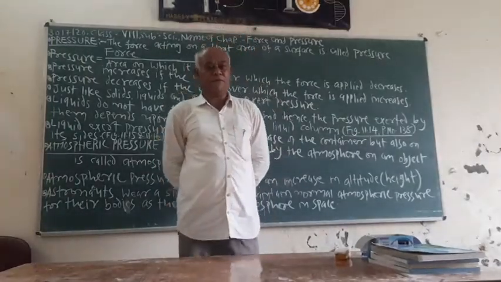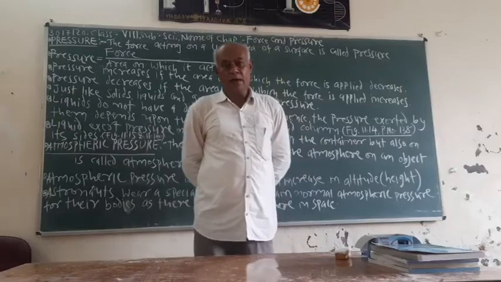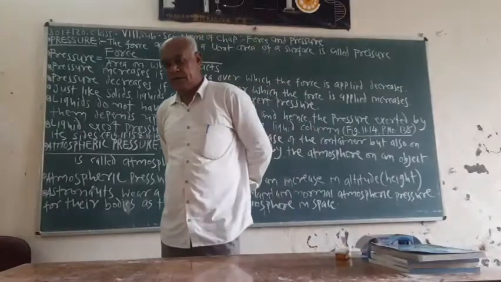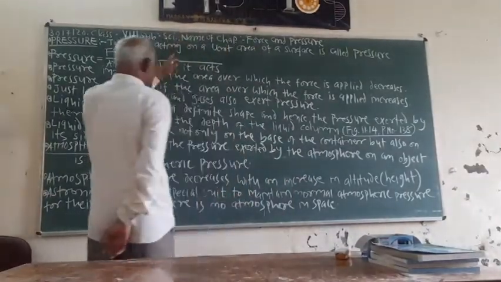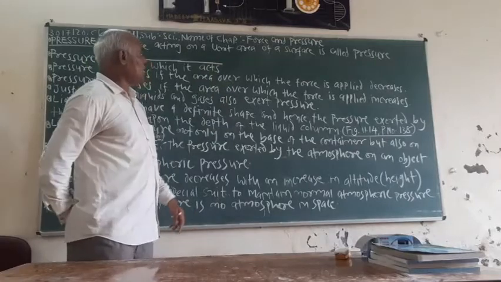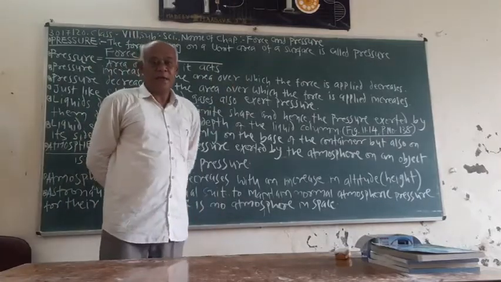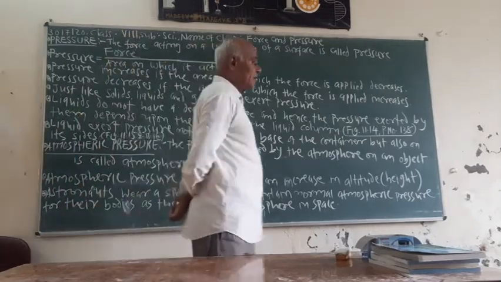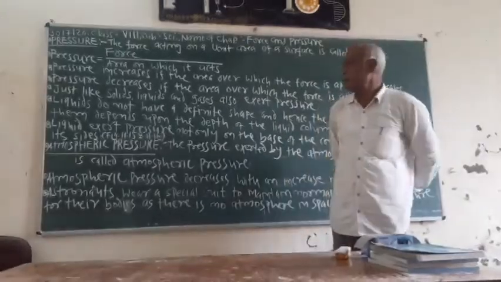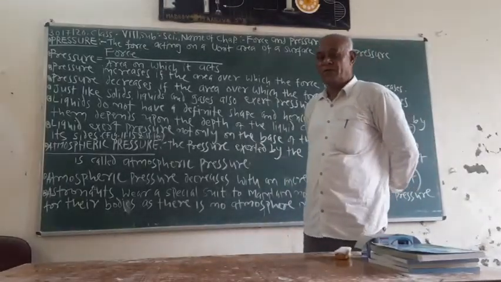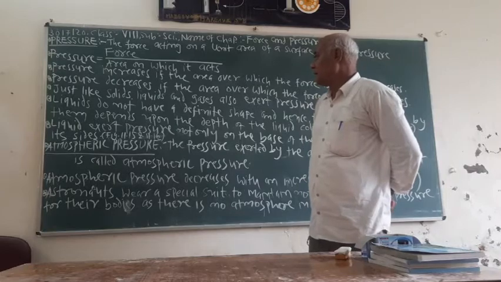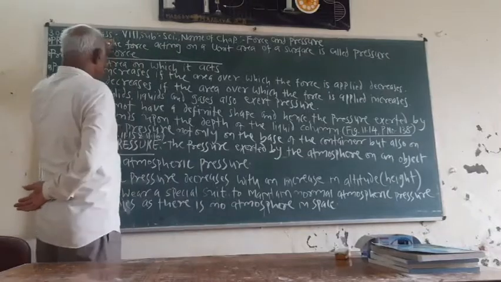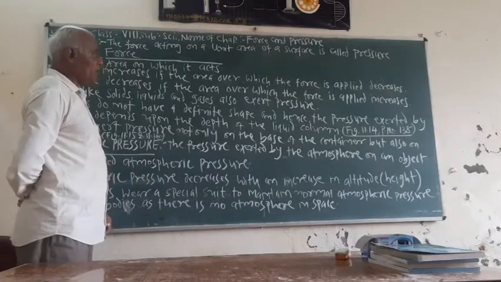Pressure is a type of force that acts per unit area on a surface. Therefore, the force acting on a unit area of a surface is called pressure. Pressure is equal to force upon the area on which it acts. It means force acting per unit area.